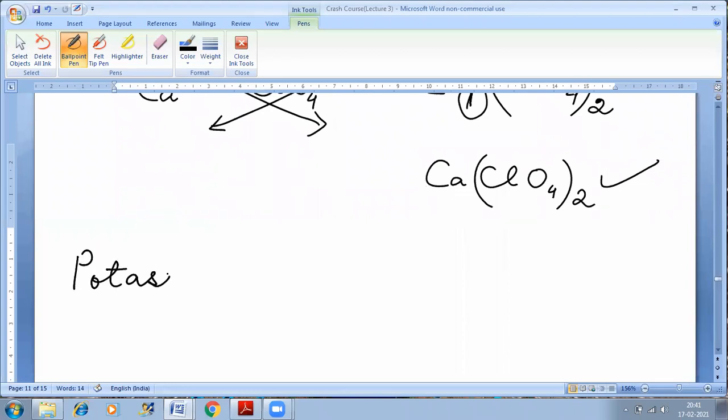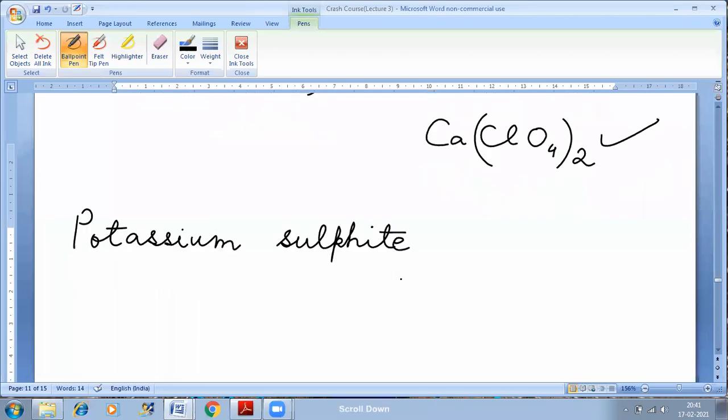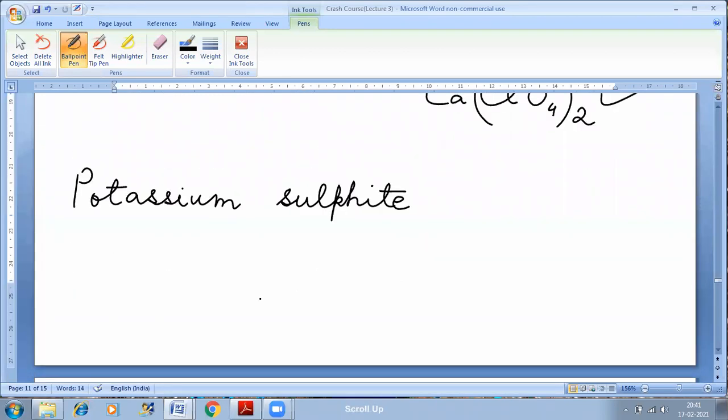Let's say I want to write potassium sulfite. Again, potassium is my cation and sulfite is the anion. So I will write here K plus 1. The charge in potassium is +1, so I will write +1 on top of K.